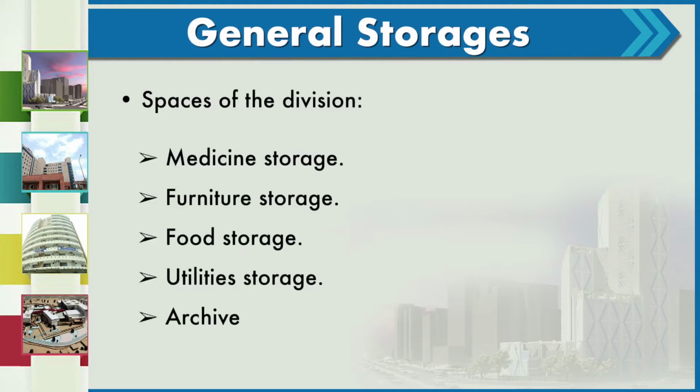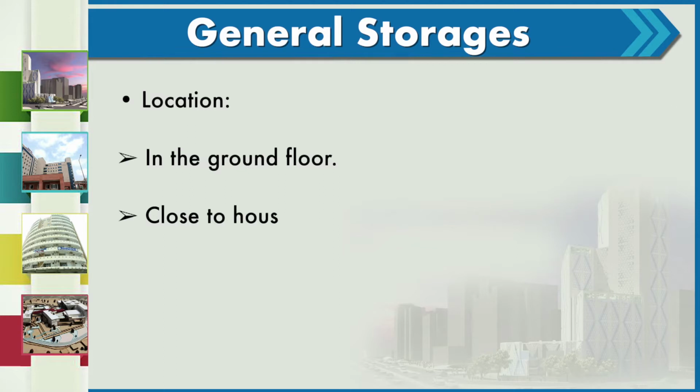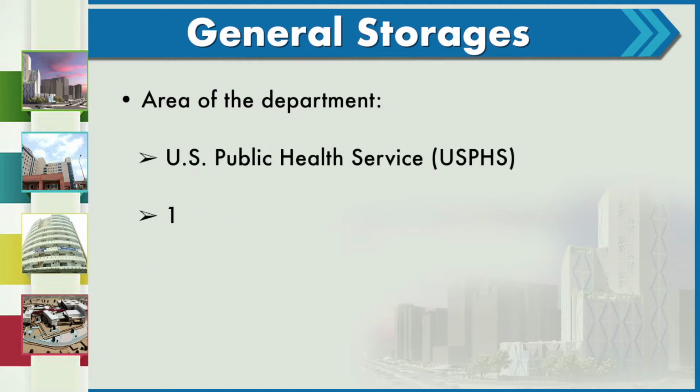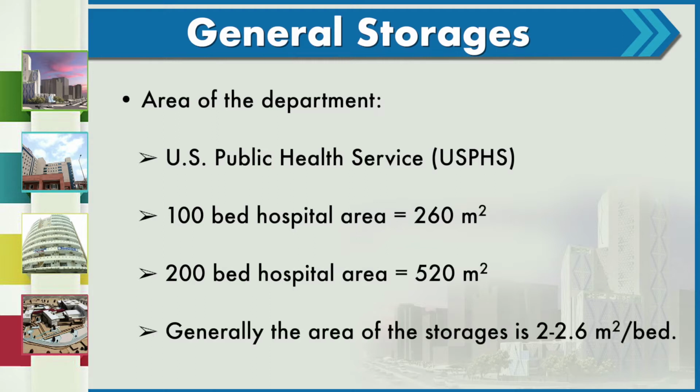General storages. The spaces in this division are medicine storages, furniture storage, food storage, utilities storage, archiving and journal storage. The location should be on the ground floor, close to the housekeeping and dietary division, with direct access from the service entrance. As per the US Public Health Service standards, for a 100 bed hospital, the area should be 260 meter square. For a 200 bed hospital, the area is 520 meter square, and generally the area of the storages is 2 to 2.6 meter square per bed.